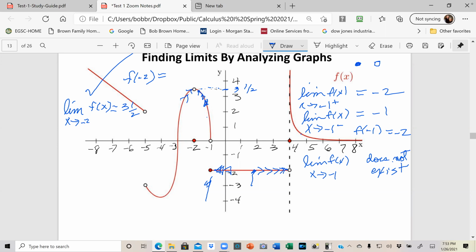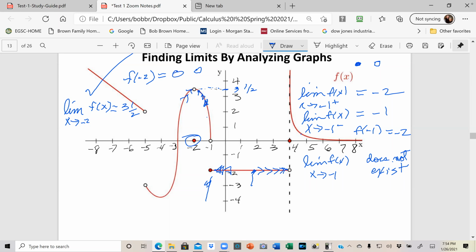3.5. What's the value of f at -2? 3.5. Remember, that means if it's not filled in, that point is not on the graph. Oh. f of -2 is not 3.5. Where is the dot lurking down there that tells you what the value is? The red one. 0. It's 0. So f of -2 is 0.